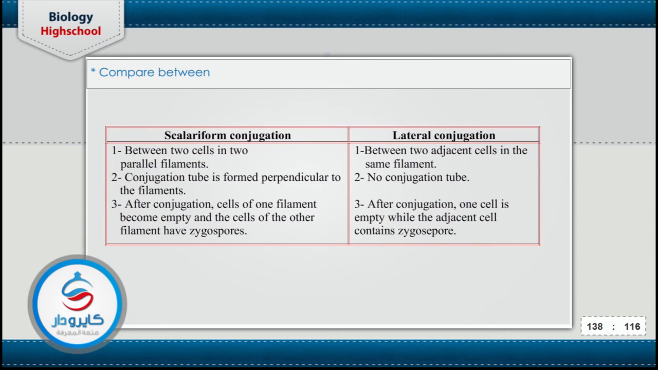ممكن اسمي الوول الباسج of protoplasm of one cell through the wall to fuse with the other one، ممكن نسميها conjugation tube, but it's not perpendicular between two filaments. After conjugation, one cell is empty, but the other, or the adjacent one, will contain the zygospore.